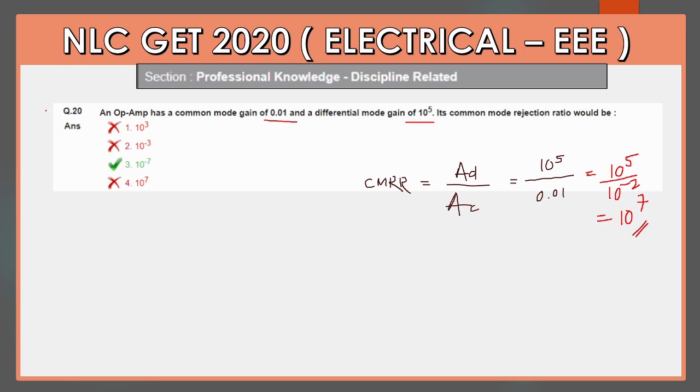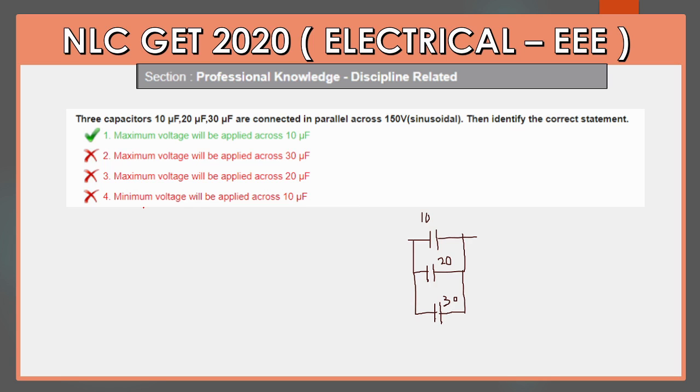So I have a doubt about this question. What will be the answer? According to you, what will be the answer? Please let me know in the comment. This 20th question, they have provided this answer 10 to the minus 7, but I think the answer will be 10 to the 7. So what do you think? Let me know in the comment.